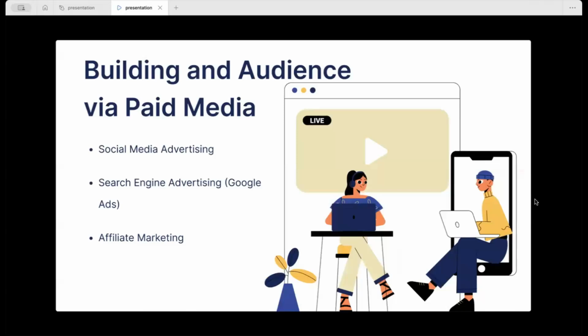Now let's see how to build your audience via paid media. So here we have mainly advertising. So we have social media advertising, we have search engine advertising, for example, Google Ads, and affiliate marketing. Actually, affiliate marketing is currently widely spread, and I guess it's a good way to promote your courses or your products. So you can surely consider this one.